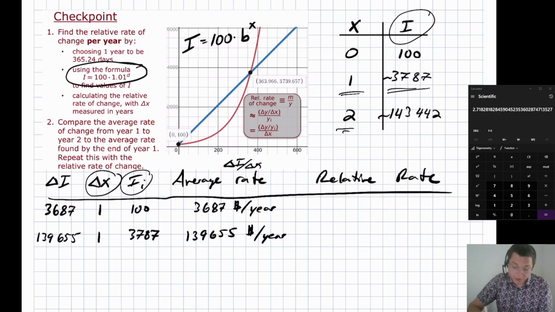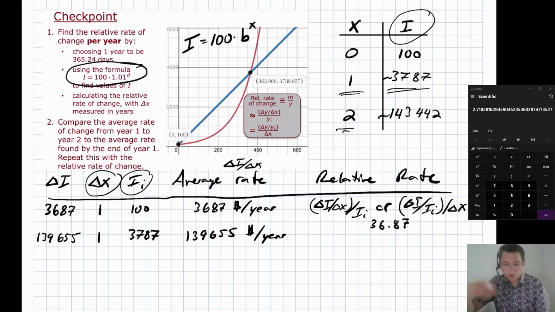And my relative rate in that first year is going to be my average rate divided by my initial value. So you can either look at it as my delta I over delta x divided by my initial value, or delta I over my initial value all divided by delta x. Either way, you should get 36.87, or almost 3,700% relative rate of change.